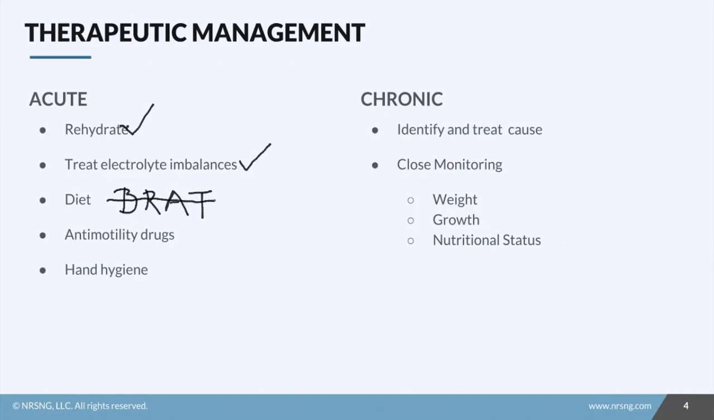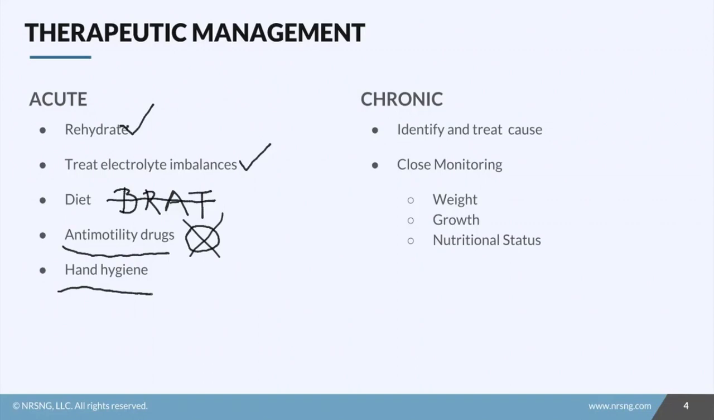One important thing to know in cases of acute diarrhea is that we don't use anti-motility drugs in children. There are a lot of side effects that can occur with them, so we try to avoid using those drugs if at all possible. And then remember, most of the causes of acute diarrhea are going to be really contagious, so make sure we're reminding parents of that and encouraging really good hand hygiene.